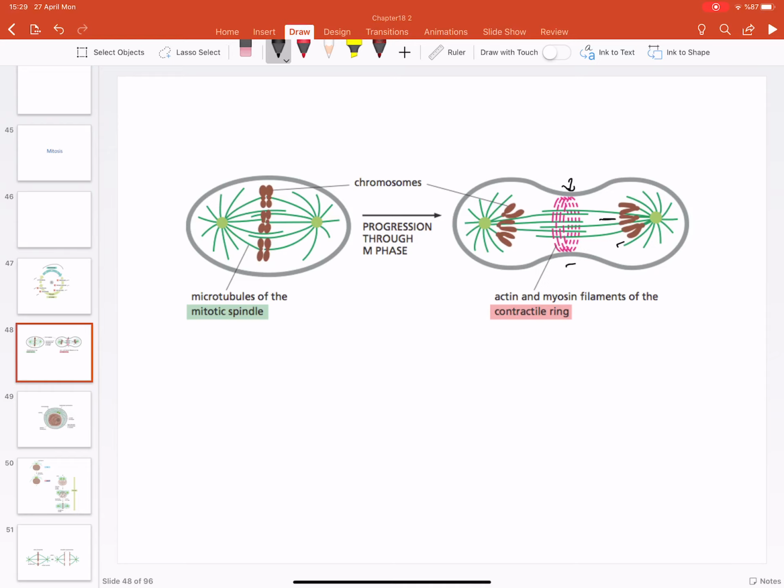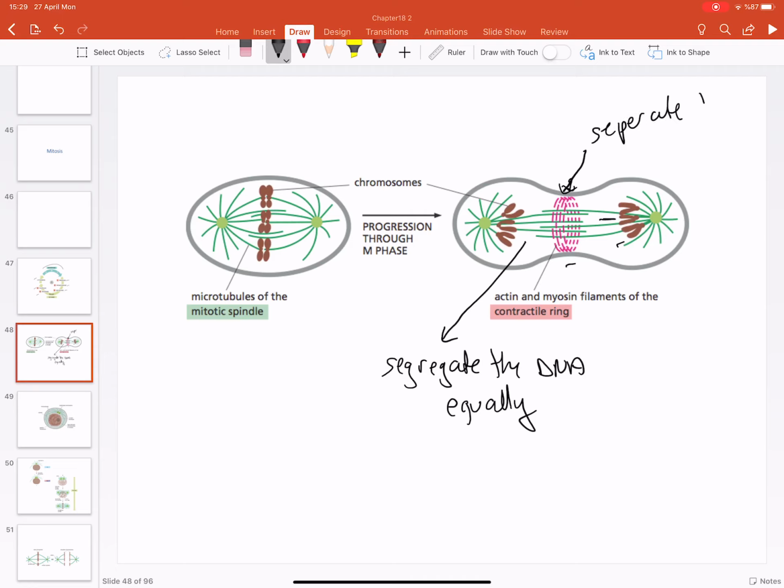So here, the microtubules have a very specific job: segregate the chromosomes equally. And actin has another very specific job: separate the cytoplasm. Two different jobs, two different cytoskeletal elements. Let's start with the microtubule a little bit.